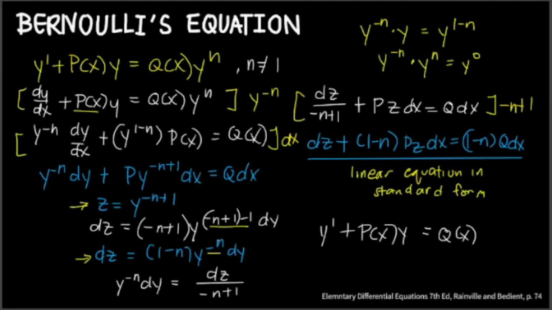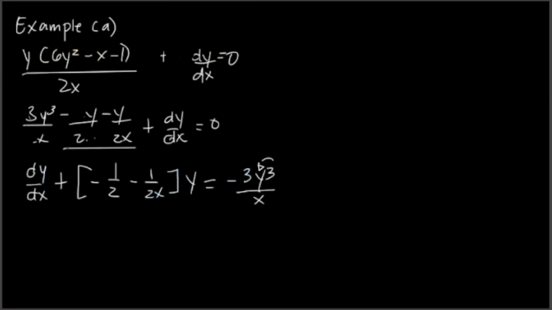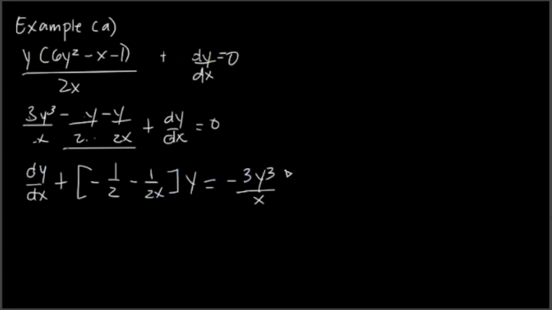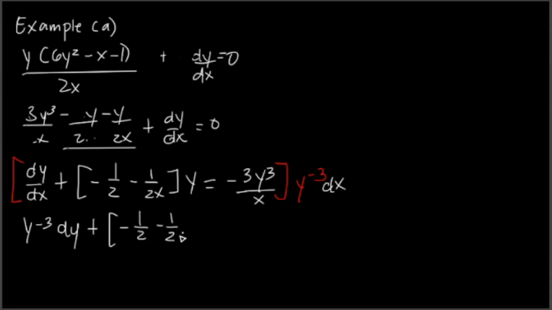Tapos, makikita natin na yung y raised to n is yung y raised to 3 natin. So, ang next step natin is i-multiply natin both sides by y raised to negative n. So, ina-negative lang natin tong cube dito. So, multiply natin both sides by y raised to negative 3. Then, magiging siya y raised to negative 3 dy. And multiply na rin both sides by dx. So, y raised to negative 3 dy plus negative 1 half minus 1 over 2x.